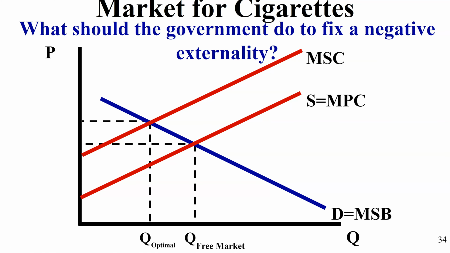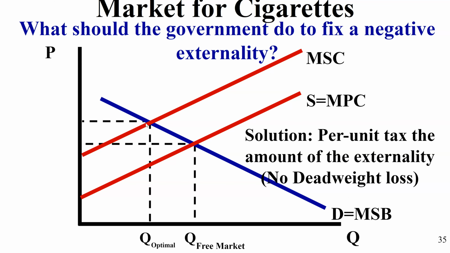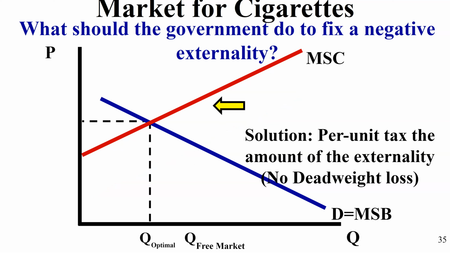So what do we do to fix it? As I said, we tax it. We use a per unit tax that bridges the gap between marginal social cost and marginal private cost. And that does bridge the gap. As a result, there's no deadweight loss when that tax is imposed. So anytime you have a per unit tax imposed in this example, you would not, I repeat, not have a deadweight loss in that particular model.